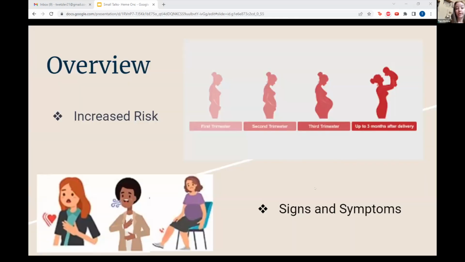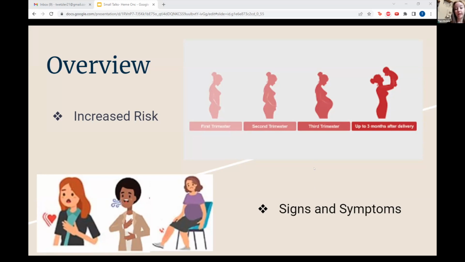So there is an increased risk of VTE in pregnancy, and this is due to the prothrombotic changes that occur. The incidence overall is around 2 per 1,000, but the risk does increase throughout pregnancy, as you can see by this little picture up here. As you progress, the risk increases, and then actually the risk is highest up to 12 weeks after delivery. And then it returns to the patient's baseline after 12 weeks.